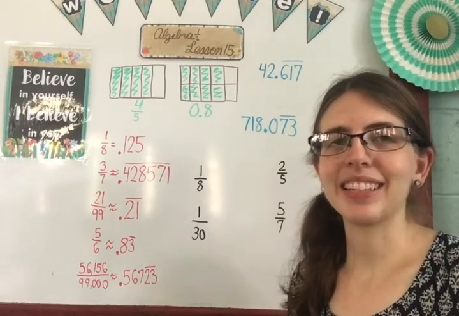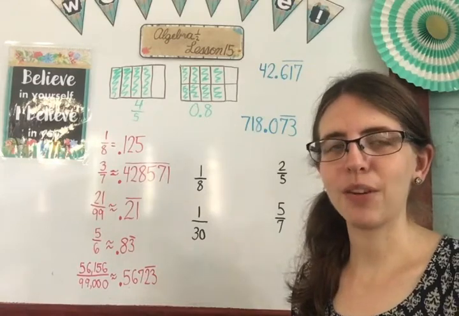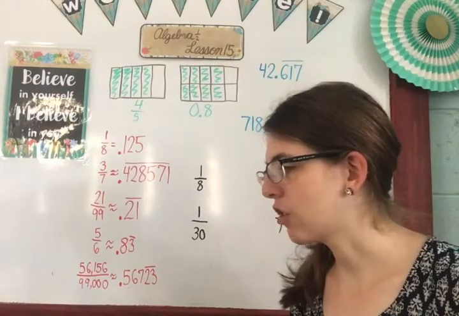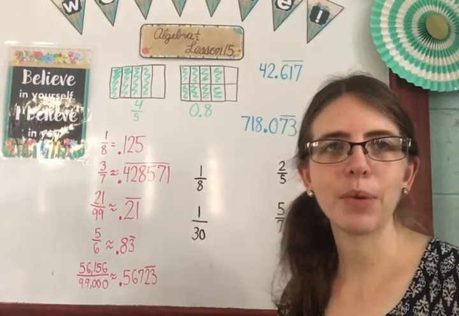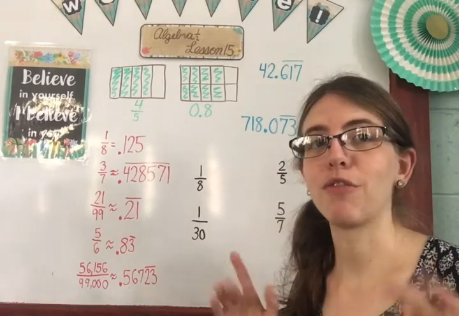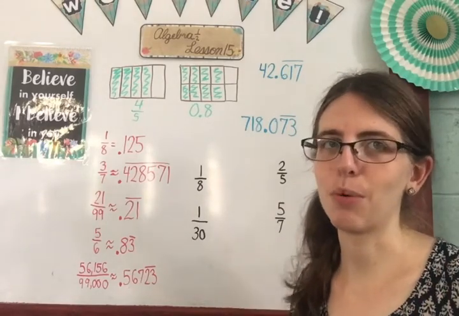Today's lesson is lesson 15 in Algebra 1/2. I want you to take that out, turn to page 47 that we'll be on. We're talking about going from fractions to decimals.